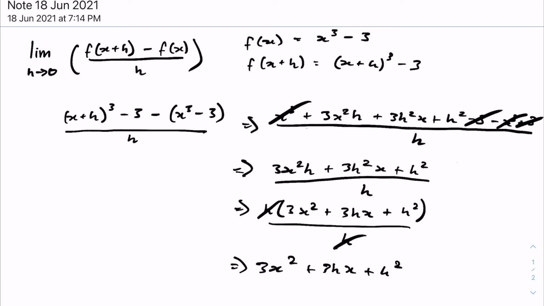And at this point, we can substitute h as 0, which would make this become 0, because anything multiplied by 0 becomes 0. This would also become 0 because 0 to the power 2 is 0. So our final answer is 3x squared. So when you have the equation x cubed minus 3, it becomes 3x squared. So that's essentially how you use first principle.